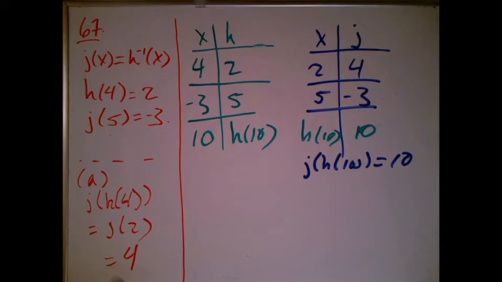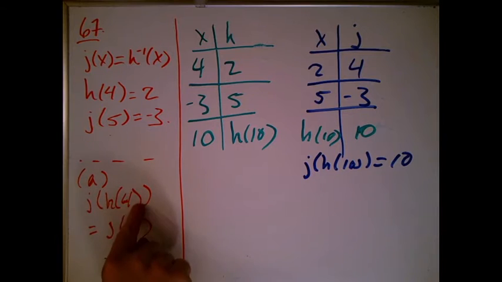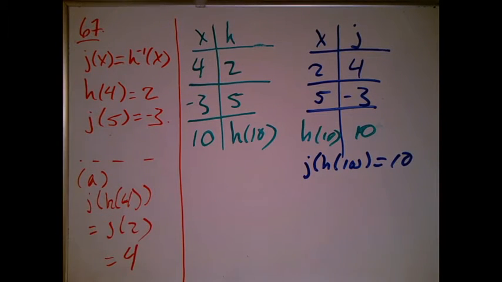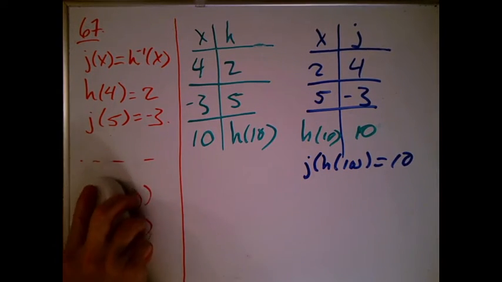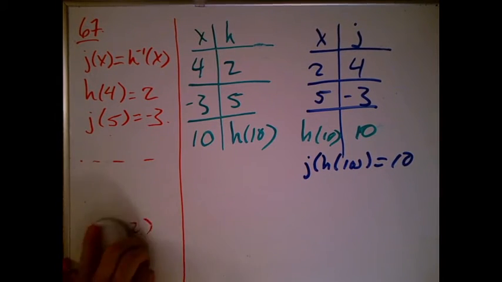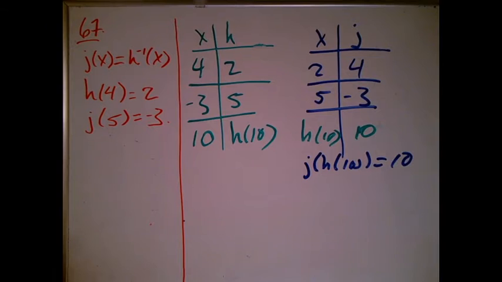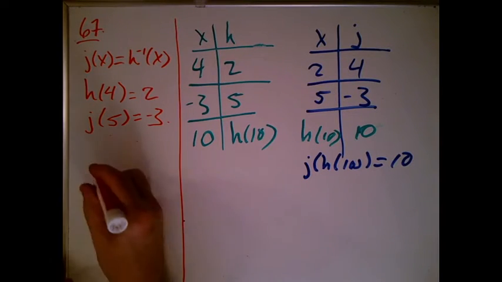They're trying to teach us a lesson here, though. j and h undo each other. Whatever h does to 4, j undoes it and gives us 4 back. This is going to be something we're going to be hearing over and over and over this semester, especially with logarithms and with inverse trig functions, but there are other things as well.